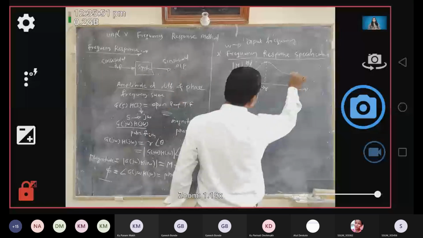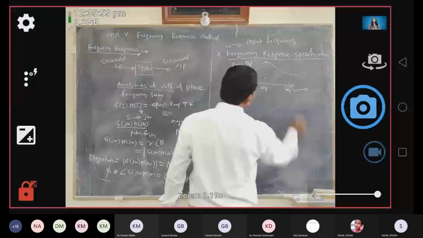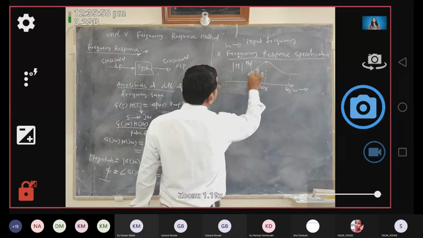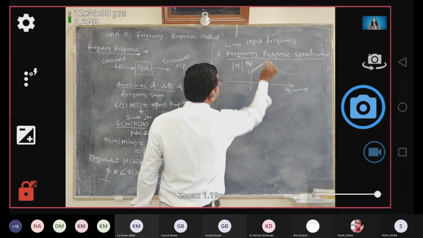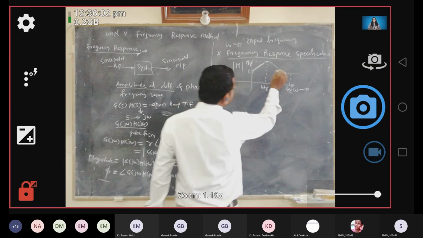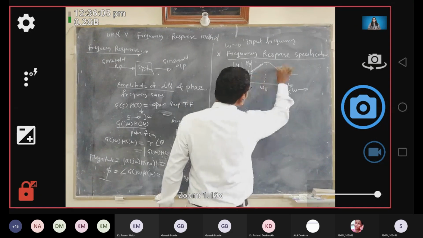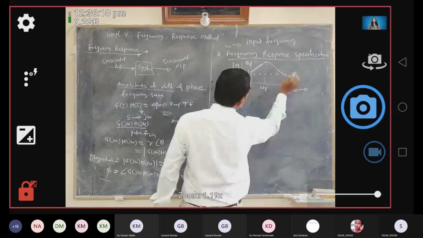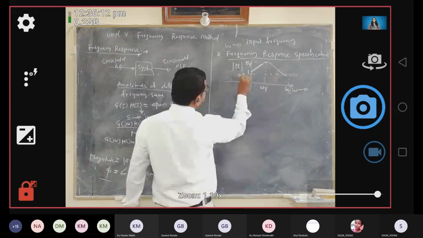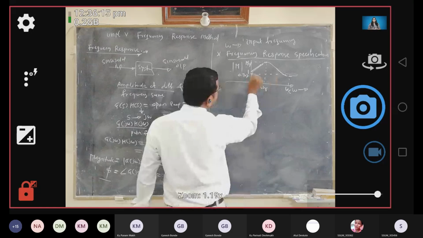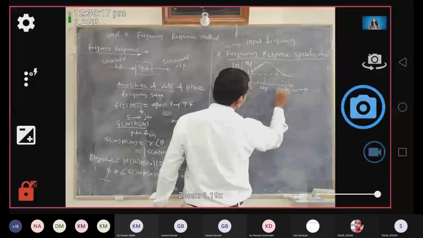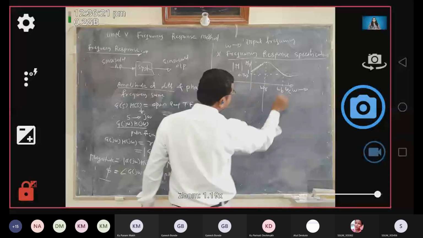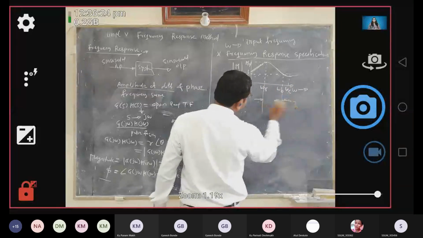This is your omega c, called the corner frequency. Let's say this magnitude is 1, unity, and when the output reaches 0.707 times its peak amplitude, that will be your omega b. This is called the bandwidth. This range of frequency is nothing but the bandwidth.